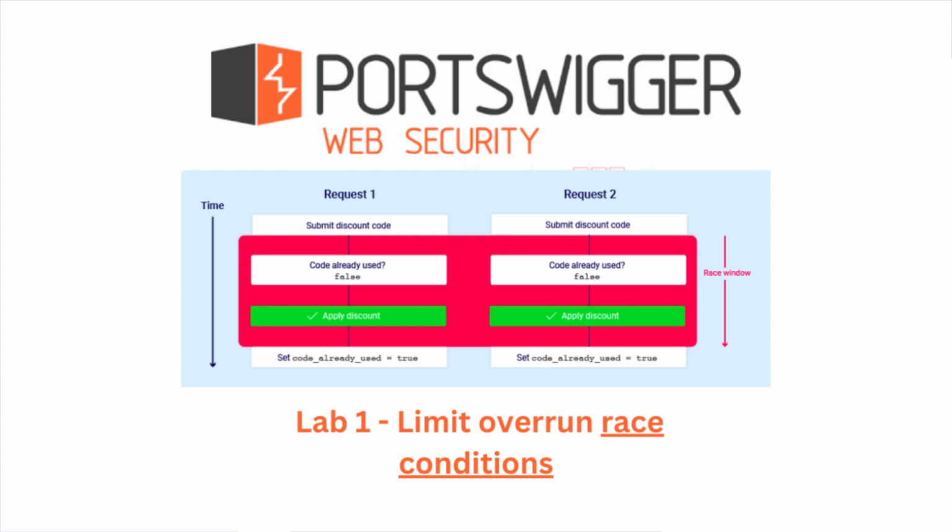Web Security Academy of race condition category, and that is limit overrun race conditions. Now race condition is a very hard bug to understand, so we will be going to see a lot of places where we can find race conditions in this lab. So that being said, let's jump in.